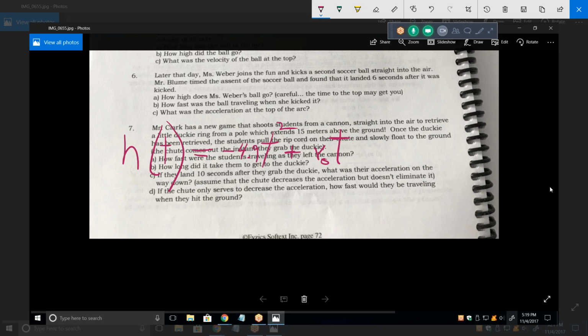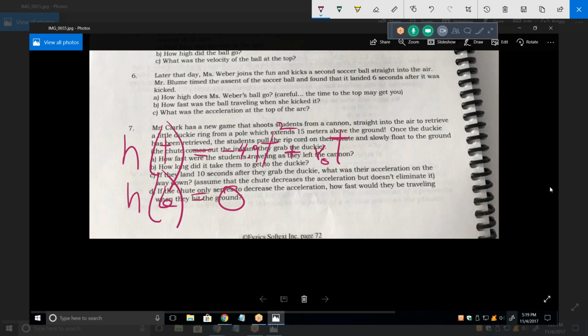However, I think we can calculate it. Let me think for a second. The time to get to the top might get you... Now let's think for a second. This is a little bit trickier because they don't give us all the basic variables. But they do tell us that it landed 6 seconds after it was kicked. So I know that h of 6 is 0.